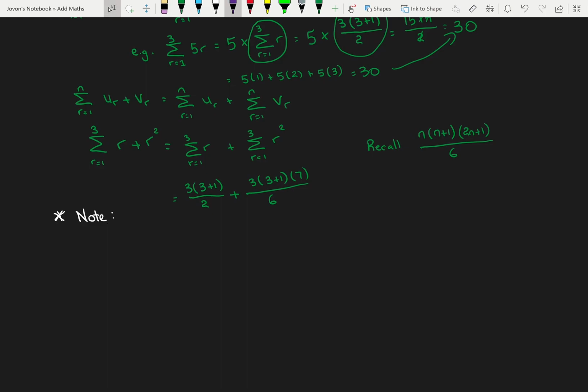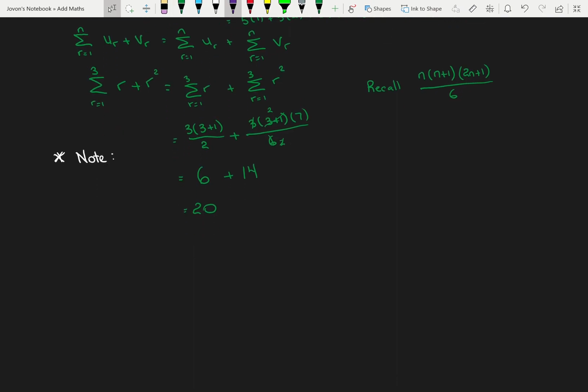So this would be equal to 6, because 3 plus 1 is 4, divided by 2 is 2, times 3 is 6, plus 3 divided by this here you get 2, then this here you would also get 2. 2 times 7 is 14, so you would get 20. Okay, did I do that correct? I believe so. Okay, so again, if you're not sure, just double check.